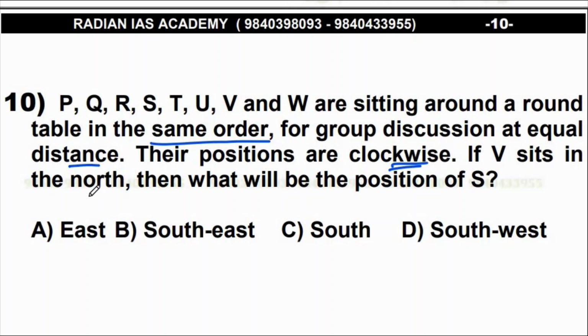If V sits in the north, then what will be the position of S? Therefore, put V here. V sits in north. This is north, this is south, east, west. This is northeast, southeast, southwest. This one is northwest. So 8 persons. You can easily answer the question. So what is the answer for this one?